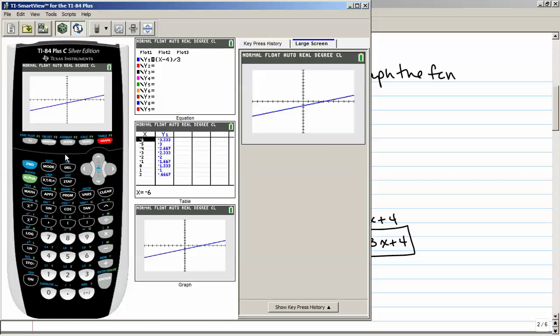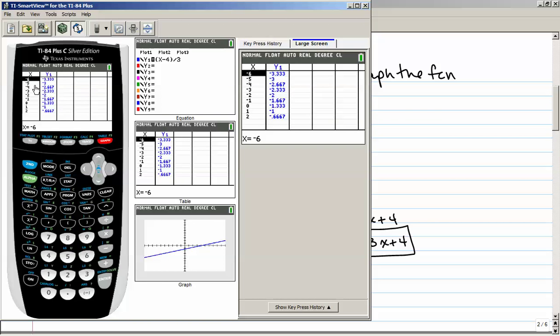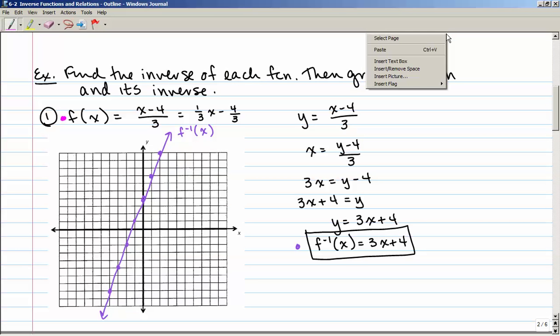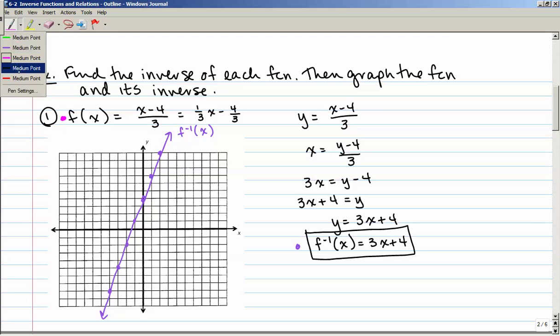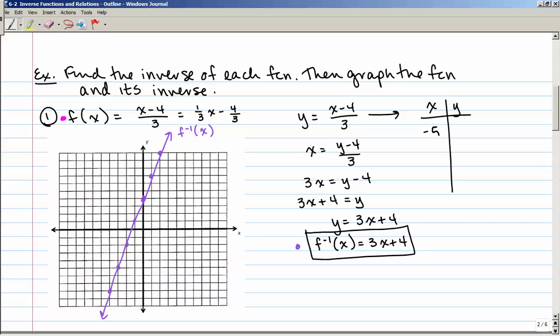So I'm going to go to my table and look for a few nice points that I can graph. It looks like negative 5 is a good point: (-5, -3). Looks like (-2, -2). And (1, -1). Let's go ahead and put those in a little XY table. So I had (-5, -3), (-2, -2), and 1 gave me -1.